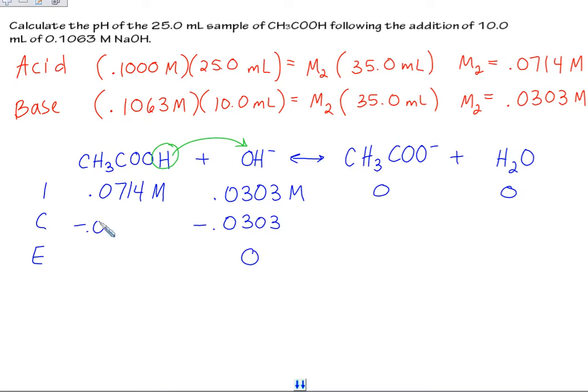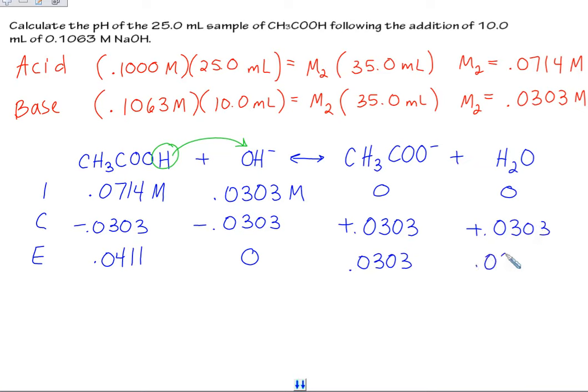This is going to go down to about 0.0411. These guys are both going up. And that's where we'll be at equilibrium. 0.3. We'll form a little water. 0.303. Okay, so now I assess the situation. In the last titration, all we had left was a little bit of excess hydrogen and water. So it was really easy to calculate the pH.